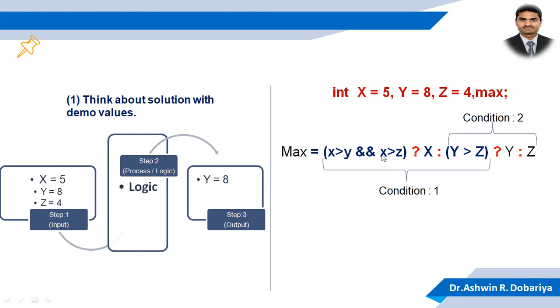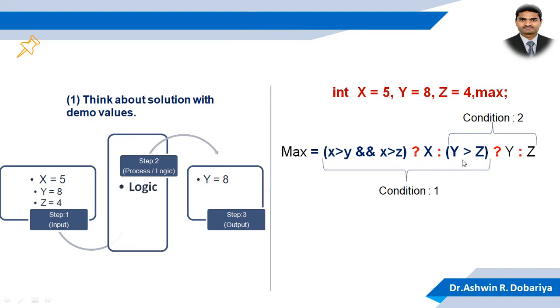But suppose this condition becomes false, it means suppose x is less than y, or suppose x is less than z. If this condition becomes false, then it will execute the statement after the colon symbol.